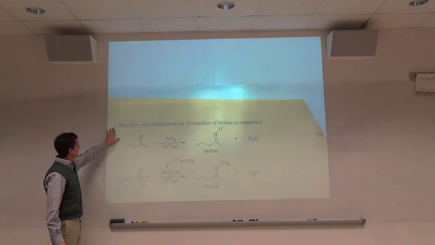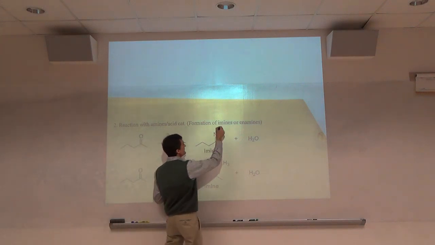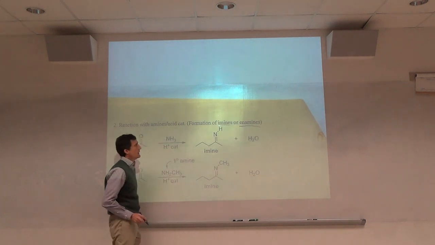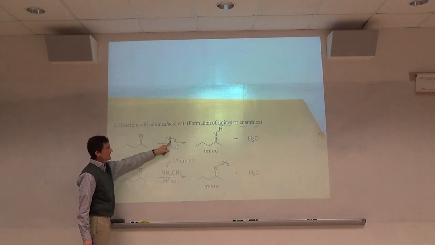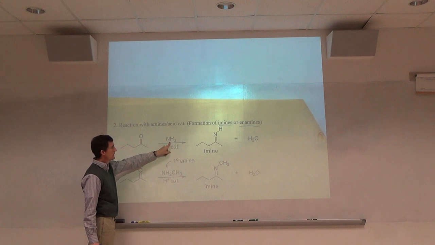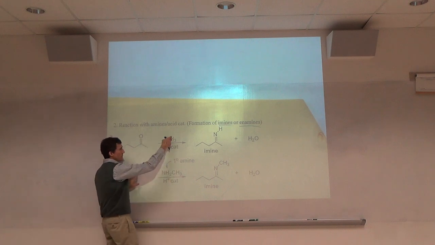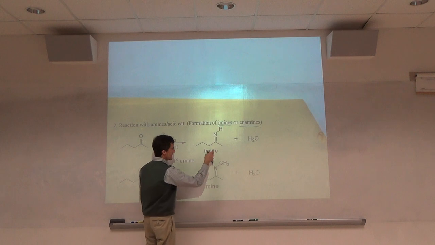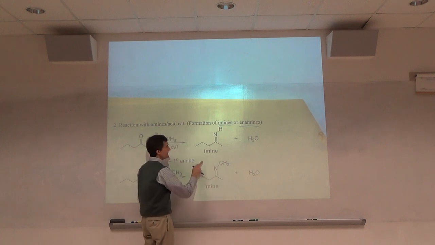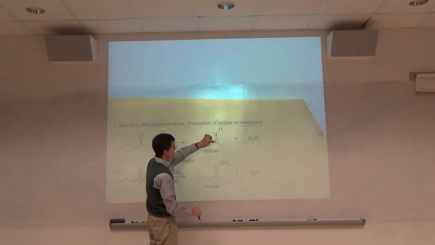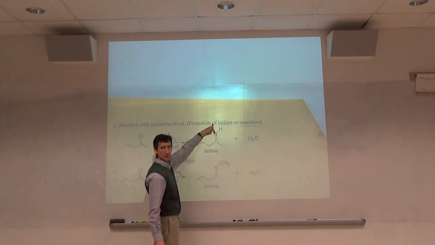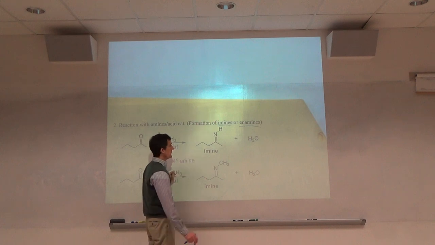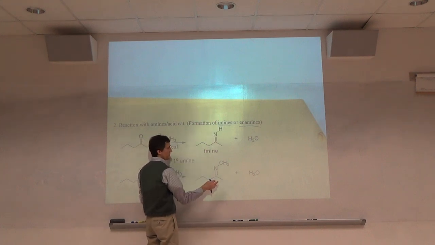Next functional group after acetals is going to be imines and enamines. You react an aldehyde or ketone with an amine. If it's ammonia or a primary amine, you get an imine. An imine is analogous to a carbonyl. Instead of C double bond O, it's C double bond N. And because N makes three bonds, you've got to have something else on the N. Here we're going to have an H. Here we're going to have a methyl.